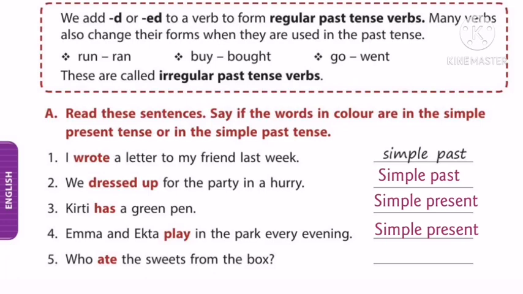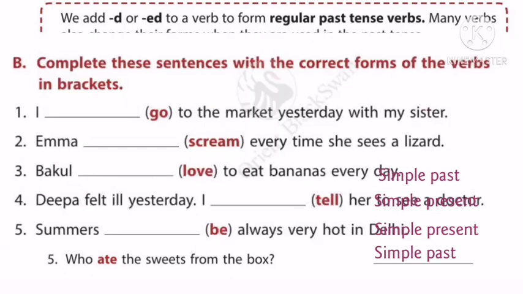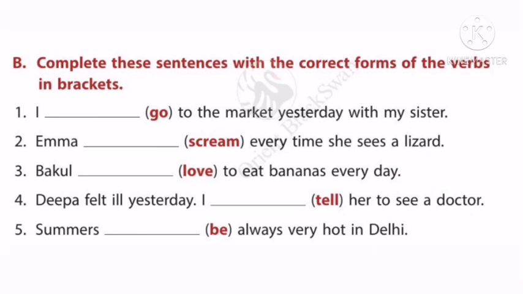Fifth sentence. Who ate the sweets from the box? Here the colored verb is ate. Is it in simple present tense? No, it is simple past tense because the past form of the verb eat is ate. So this sentence is in simple past. Let us do the next activity.